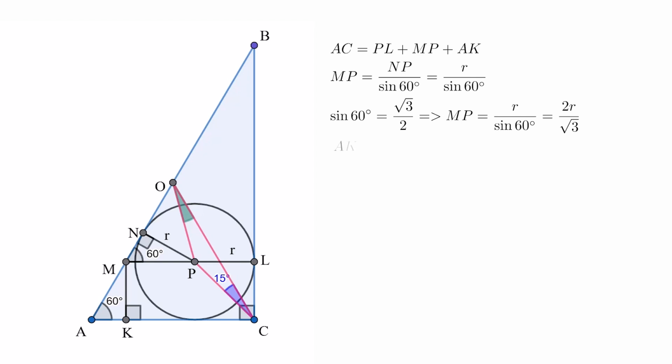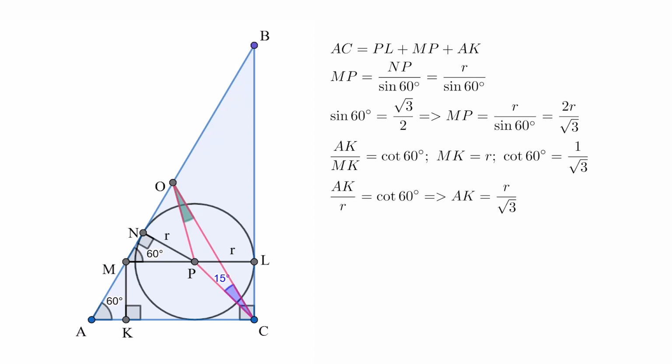Segments AK and MK are legs of right triangle AMK. The ratio AK to MK equals cotangent 60 degrees. Since MK equals r, we get AK divided by r equals cotangent 60 degrees. And cotangent 60 degrees equals 1 over square root of 3. Therefore, AK equals r divided by square root of 3. So AC equals r plus 2r over square root of 3 plus r over square root of 3.